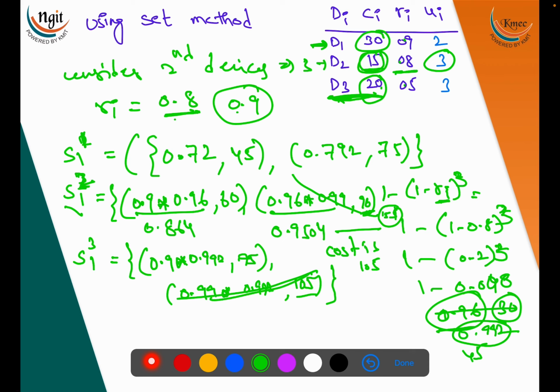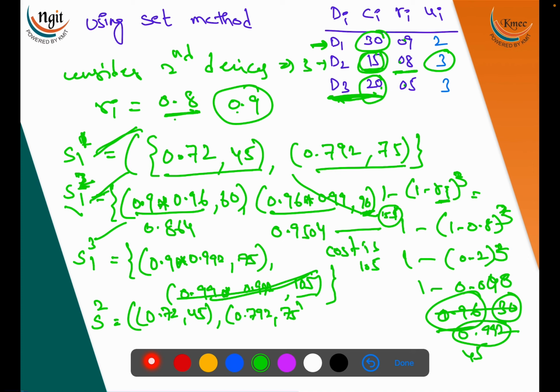Now write the final S2 set. The S2 set is what? You just merge S1 with single copy, S1 with double copy, S1 with 3 copies. You just merge the solution. That is 0.72 comma 45 will be in the set. And the next is 0.792 comma 75, and 0.864 comma 60, and 0.8928 comma 75. So with this we finished D2 with 3 copies, and we still have more to move for S3.